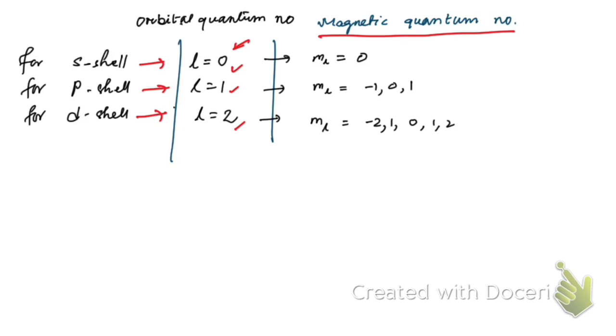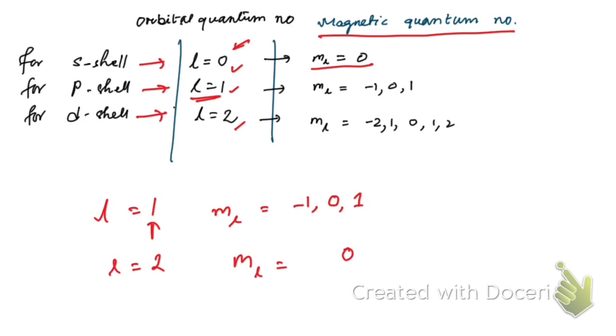If l is 0, then ml is 0. If l is equal to 1, then ml will start from 0, and one value should be plus 1 and another should be minus 1. If l is 2, then ml you're gonna get 0, then plus 1, plus 2, and minus 1, minus 2, right? That's how we determine. Sorry, one more thing, I forgot to write plus 1 and minus 1. Okay, minus 2, minus 1.